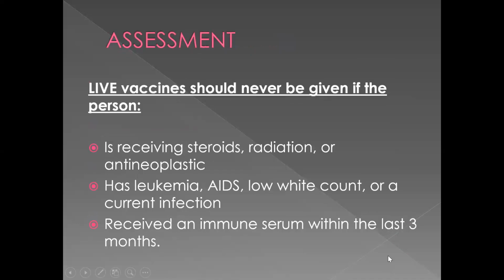So, assessment. Live vaccines should never be given if the person is receiving steroids, radiation, or anti-neoplastics, has leukemia, AIDS, low white count, or a current infection, received an immune serum within the last 3 months, or is immunocompromised. And all of those are really good examples of being immunocompromised. So again, they should never be given live vaccines.